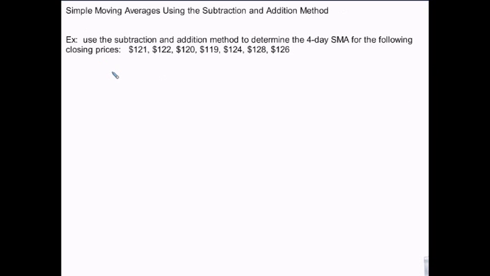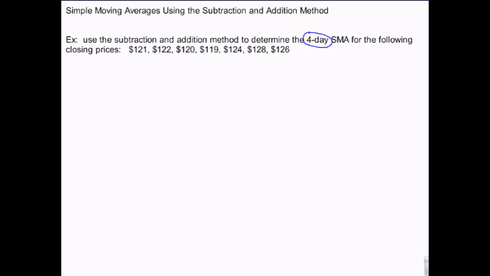And then you're going to subtract and add and divide. So you still add and divide, and then you subtract and add and divide. So I'm going to walk you through it. So I have this 121, 122, 120, 119. These are my days, right? So I have 1, 2, 3, 4, 5, 6, 7 days. And I want to do a 4-day SMA.